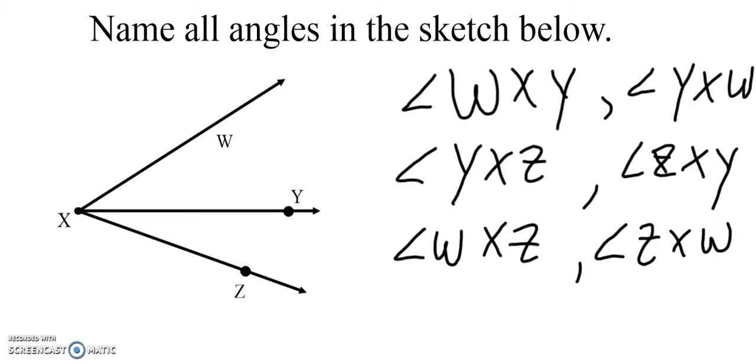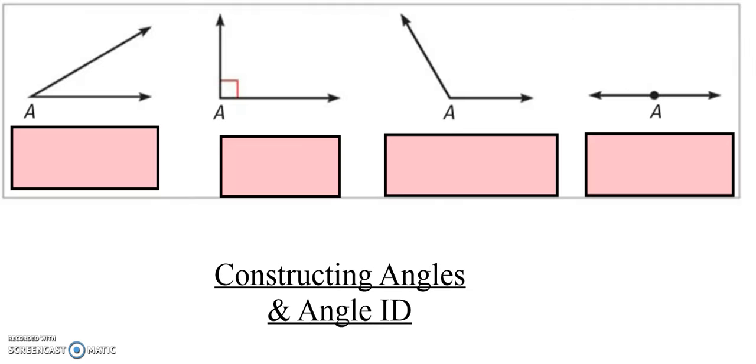Think about this. Could I name this figure angle X? Hopefully you're saying no. We cannot just use angle X because there are, like I said, 3 distinct angles in this figure. You can only name with one letter, one vertex, if there's only one angle in the picture. Okay, so let's move on to some more angle properties.